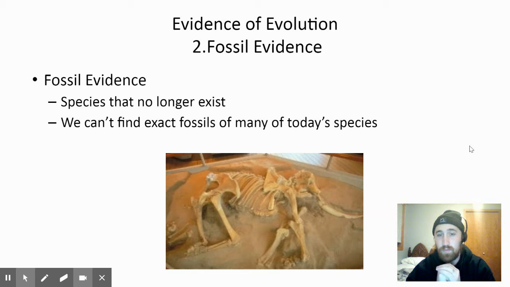Another one they talked about in the videos was fossil evidence. I know Charles Darwin for a fact gathered fossils everywhere he was going. Fossil evidence shows species that no longer exist, and we can't find exact fossils of many of today's species, so there had to have been some type of change.